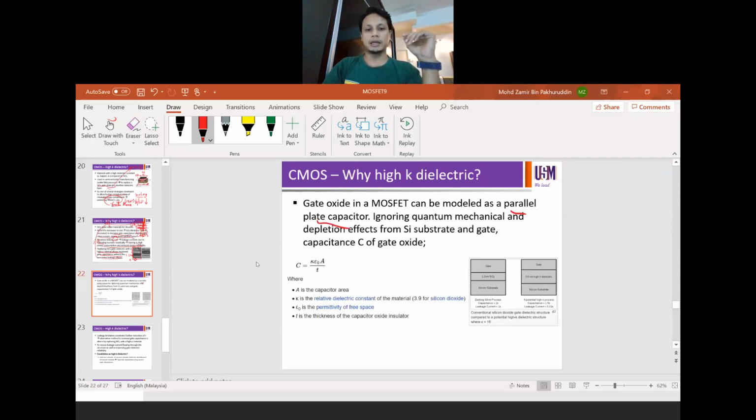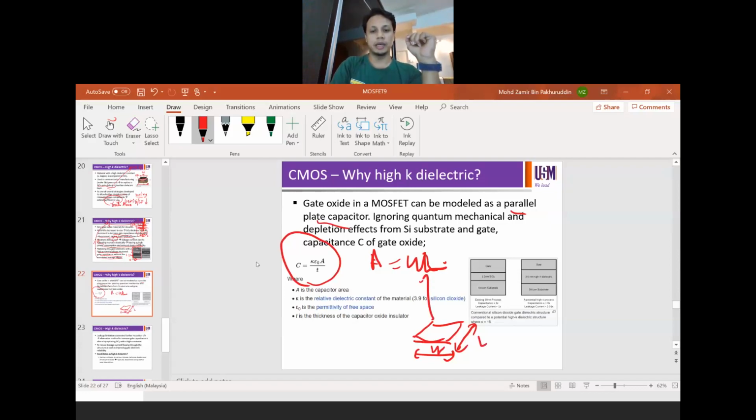So ignoring quantum mechanical and depletion effect from silicon and gate, kalau you ignore the tunneling effect and so on, the basic of gate capacitance can be represented as C is equal to kappa K epsilon naught, permittivity of free space, times A. A here is the width and the length of width times length of an area transistor. So maksudnya kalau width you kat sini, length you kat sana, so the whole thing will be A. Okay, A over T. T here is the oxide thickness, T aux, right?